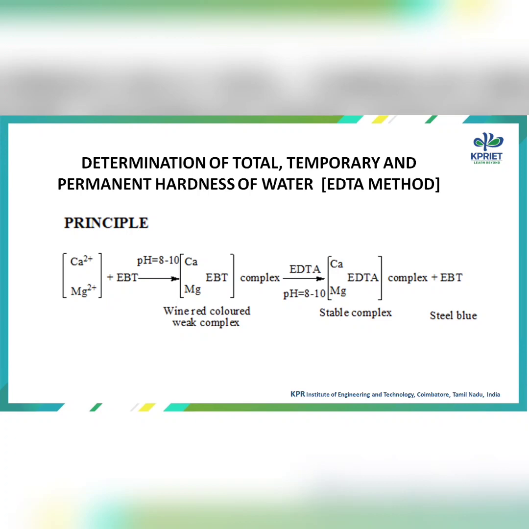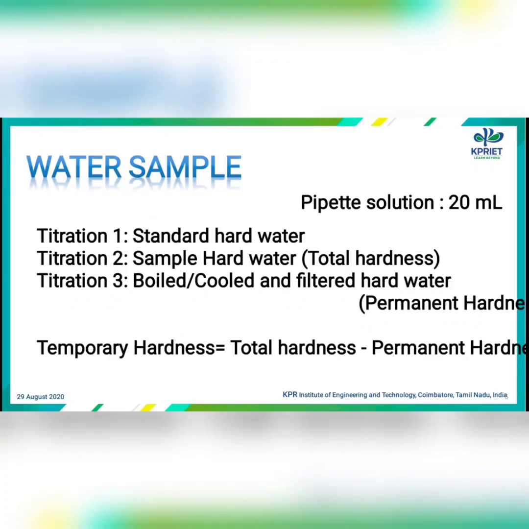3 types of water sample are taken as pipette solutions. For titration 1, standard hard water sample is taken. For titration 2, sample hard water is taken, which estimates the total hardness present in the water sample.